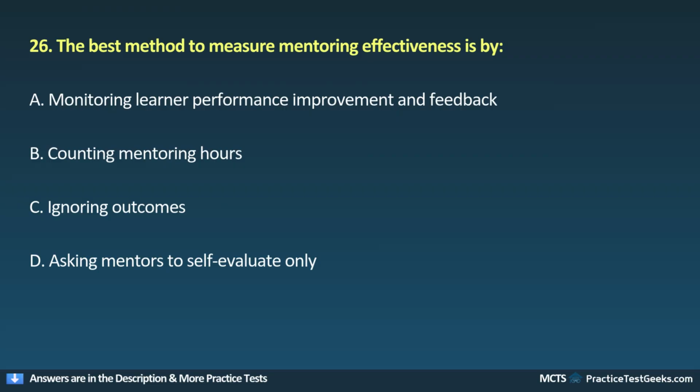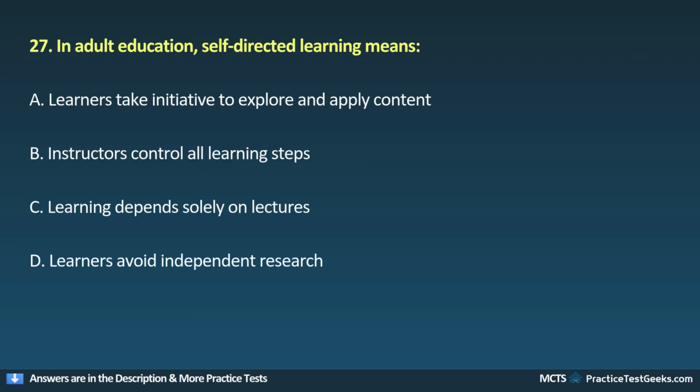26. The best method to measure mentoring effectiveness is by A. Monitoring learner performance improvement and feedback. B. Counting mentoring hours. C. Ignoring outcome. D. Asking mentors to self-evaluate only.